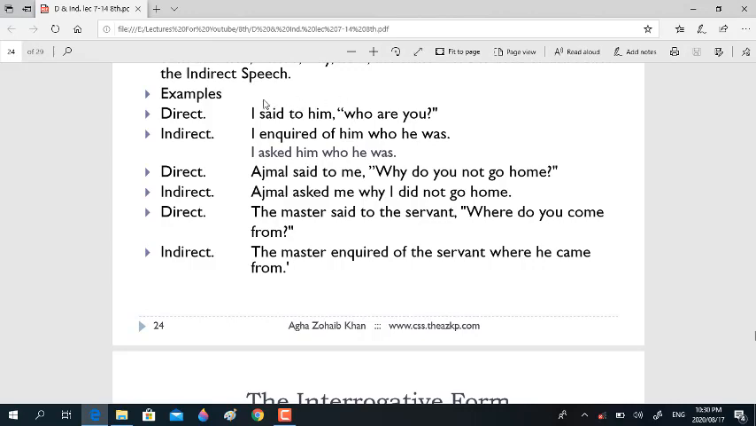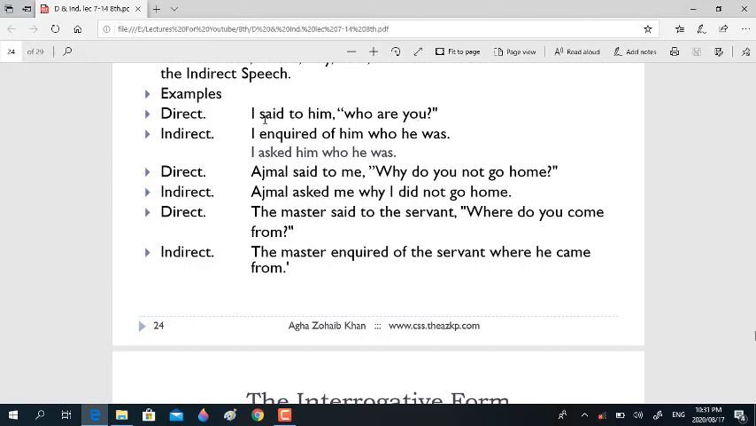First of all, you have to change this reporting verb said to into asked. I asked him, right? Who are you? Here, as we have told you, the pronoun, the places of the auxiliary and the subject should be replaced.